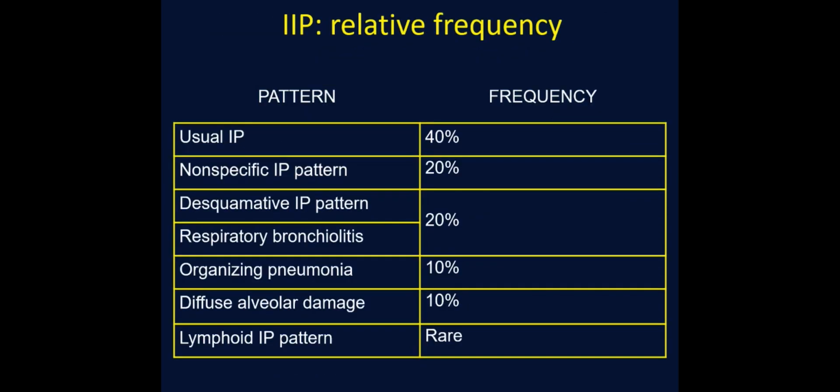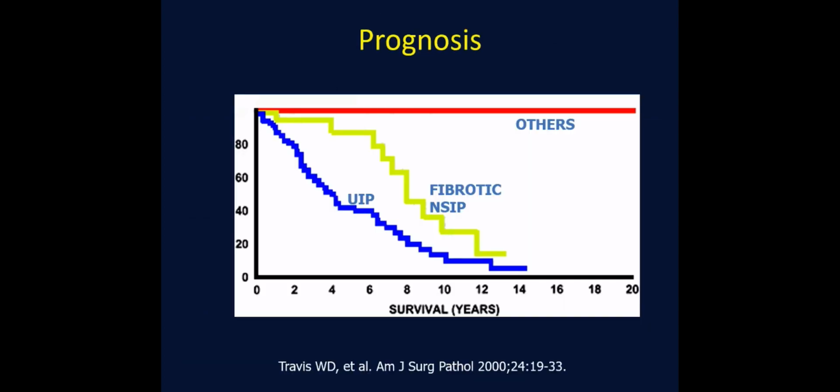The next important thing for you to know is that usual interstitial pneumonia, as the name suggests, is the most common interstitial pneumonia, being found in probably about 40% of all IIPs. NSIP and the smoking-related conditions are next common. Organizing pneumonia is relatively rare. Diffuse alveolar damage is uncommon, and LIP is rare.